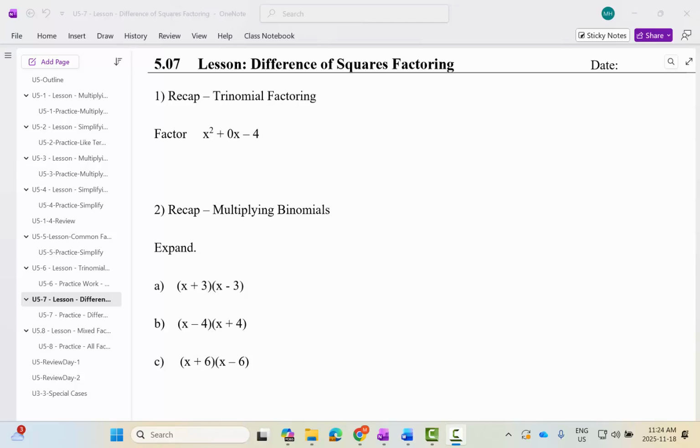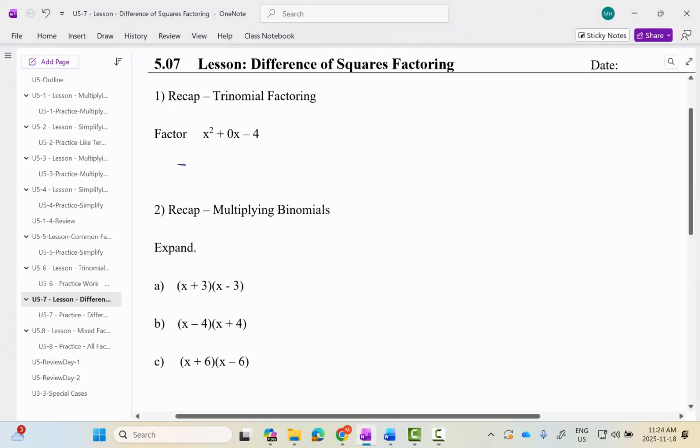All right, so today we're gonna do 5.7 and we're gonna take a look at difference of squares. Yesterday we were factoring trinomials, and here's a trinomial that says what? X squared plus 0x minus 4. So how do we factor this?